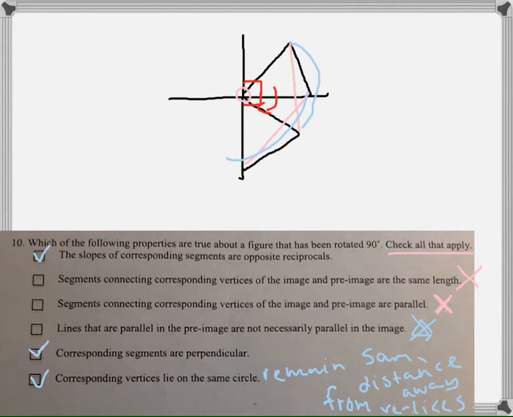And up here you can see this is my little attempted drawing of a 90-degree rotation. It is not measured, it is not perfect. This is just to represent it. So the first one is the slopes of corresponding segments are opposite reciprocals. That is true. We'll get into that a little bit later in this video.